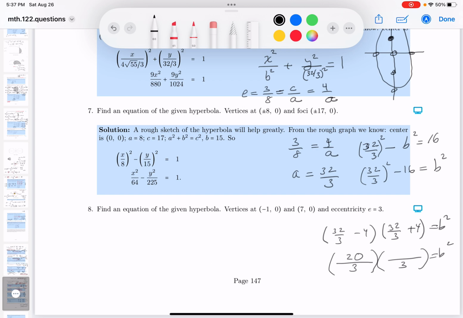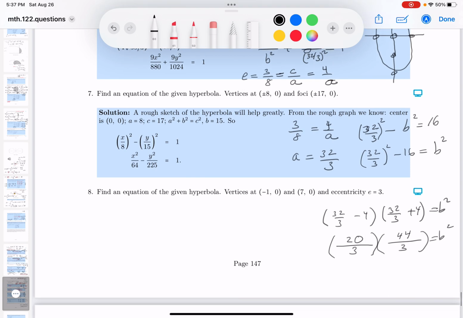Let me stop for a moment. 3 times 4 is 12. Yeah, 20. And then you get, let's see, 32 plus 12, which is 44. Wow, that's a nasty looking number, isn't it? And what do you get there? 3 times 3 is 9. And then what do you get there? 20 times 44. I'll write that down for you. 880 over 9 equals B squared.